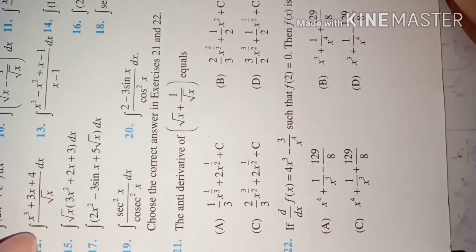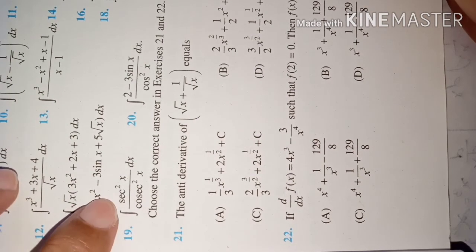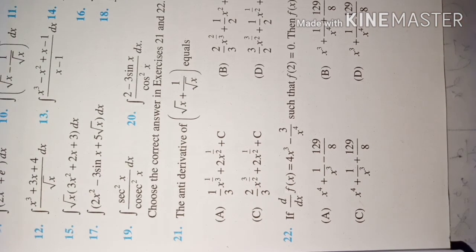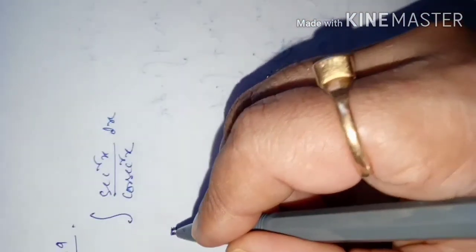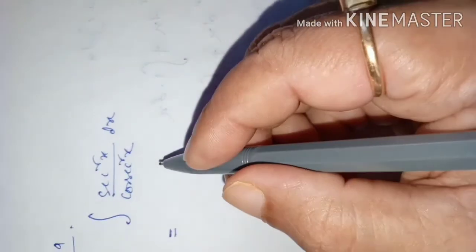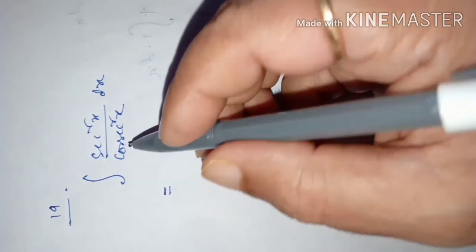Number 19, you see, dear students, number 19. Integration of sec square x by cosec square x with respect to x. We can think like this: sec square can be written as 1 by tan square. So if we write that way, we get integration of 1 by tan square x by cosec square x.